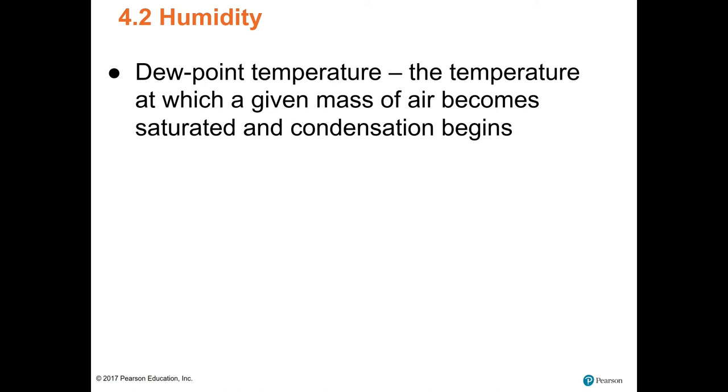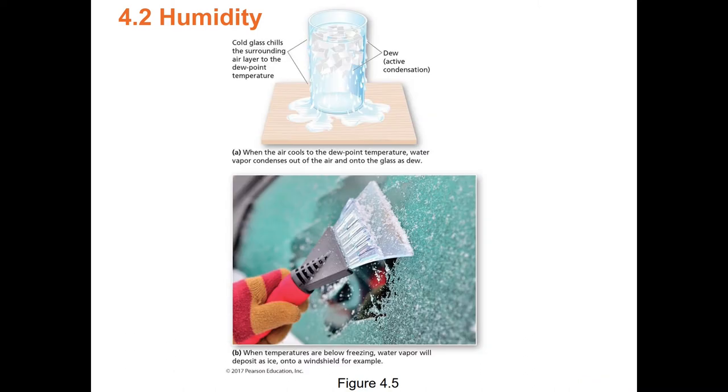Dew point temperature is the temperature at which the relative humidity is 100%. Or dew point temperature is the temperature at which you begin to get condensation. So the dew point temperature is the temperature when the relative humidity is 100%. If it's below zero, it's called the frost point. Dew point temperature, you get dew.